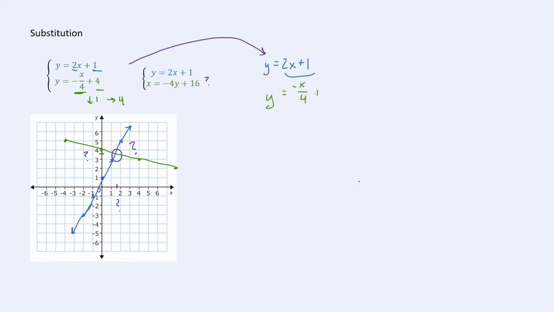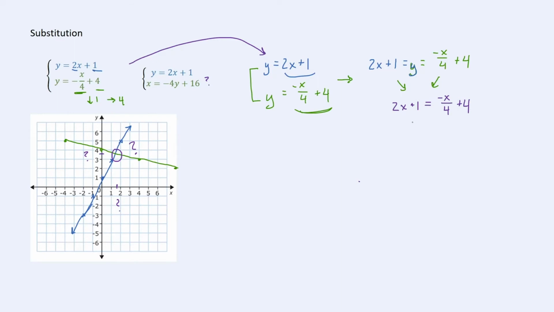What we can do is that because both equations equal y, we can simply set the right-hand side of both equations equal to each other. This gets rid of the y component, and now we're left with an equation that only has x and some other numbers in it. So our equation is 2x plus 1 equals negative x over 4 plus 4.